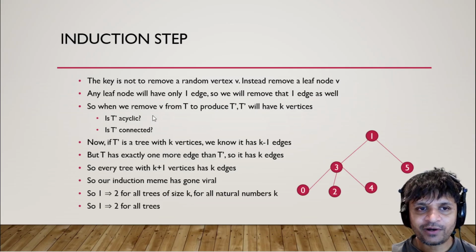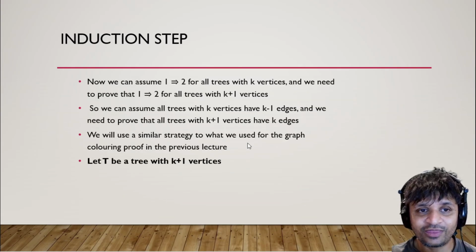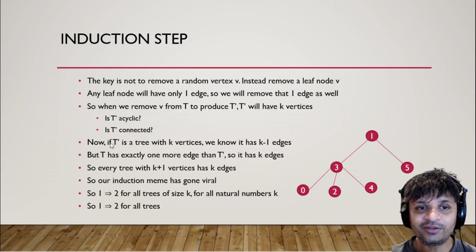So if T prime is acyclic and connected, then it's a tree. Now T was a tree with k plus 1 vertices, so that means T prime is a tree with k vertices. So that means it has k minus 1 edges. I know that because that's the thing I was allowed to assume. I can assume all trees with k vertices have k minus 1 edges. So that means T prime has k minus 1 edges.